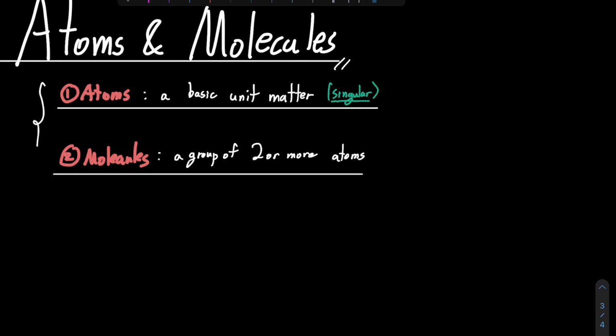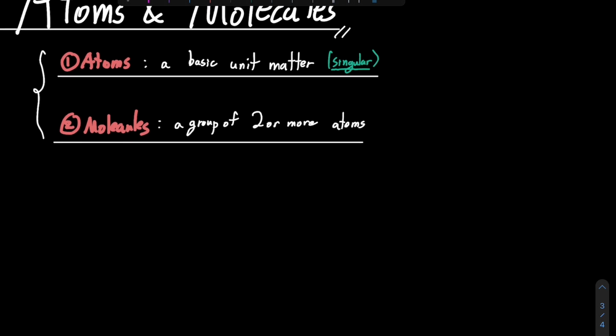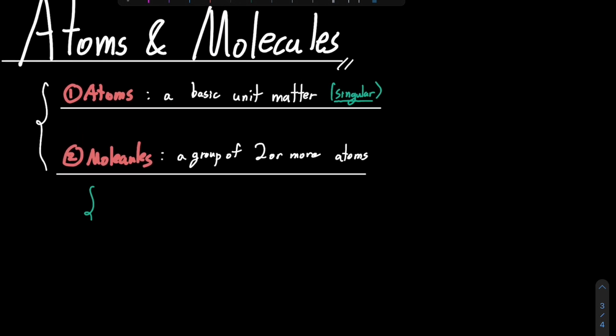Now, in molecules, there are mainly two types of molecules. The first one being elemental, so element molecules, and second of all, compound molecules. Now, you know how in atoms there are different types of atoms such as C, carbon, oxygen, O, and hydrogen, and helium, and the list goes on.